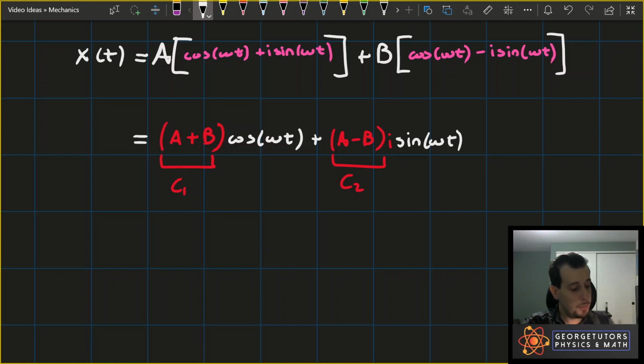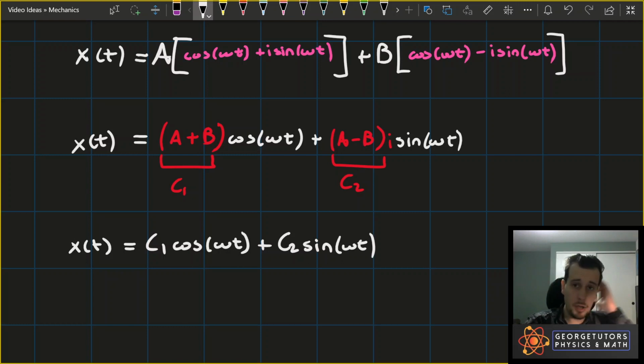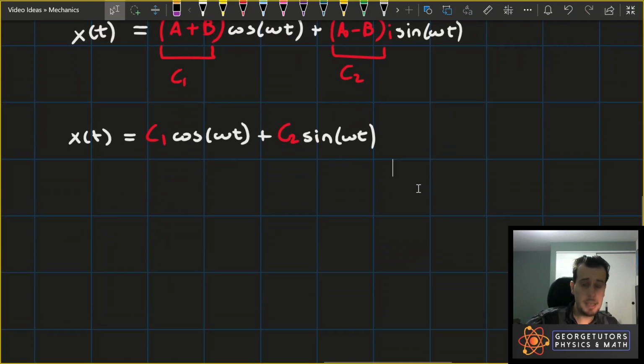So we've established that this x of t function is going to have a form that has a constant C1 times cosine omega t, and then another constant called C2 times sine omega t. It doesn't matter if these constants are real or complex. It just matters that they are constants. So I've actually done this substitution, you can see over here. And now I'm getting pretty close to what you've seen in your standard physics textbook.